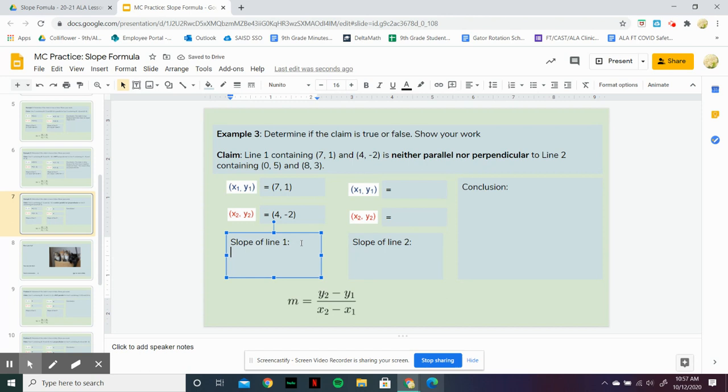So I would do -2 minus 1, that's my change in y, divided by 4 minus 7, that's my change in x. -2 minus 1 gives me -3, and then 4 minus 7 also gives me -3. So the slope of this line is 1.